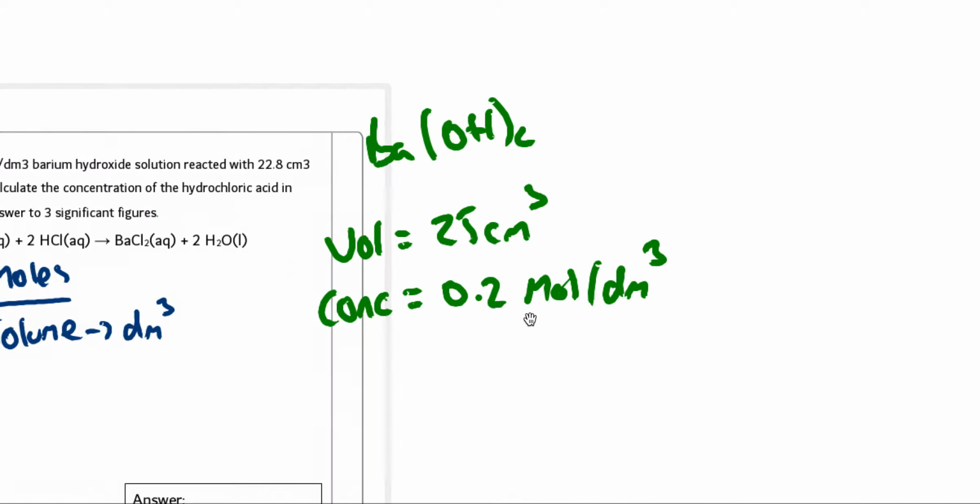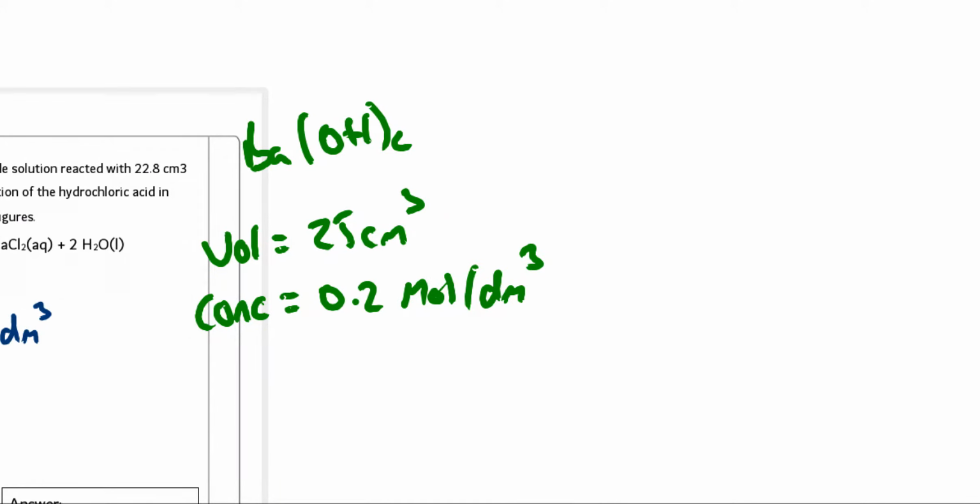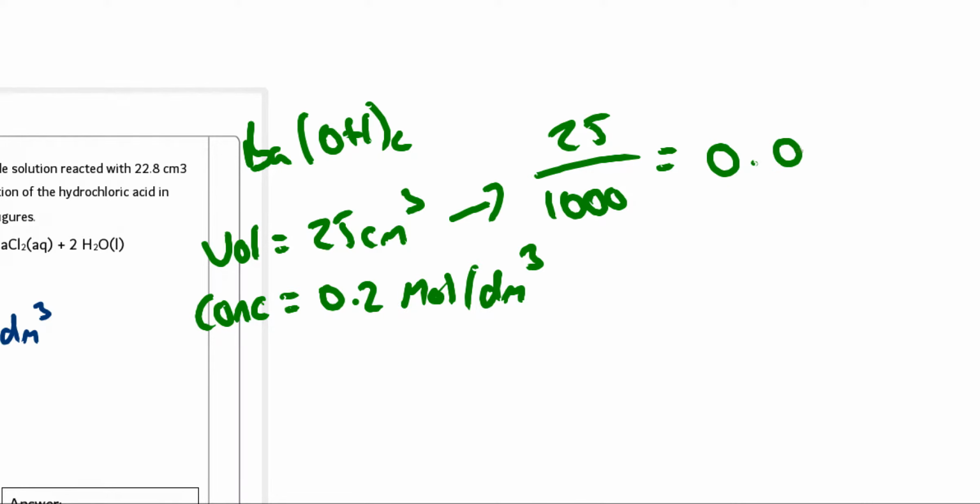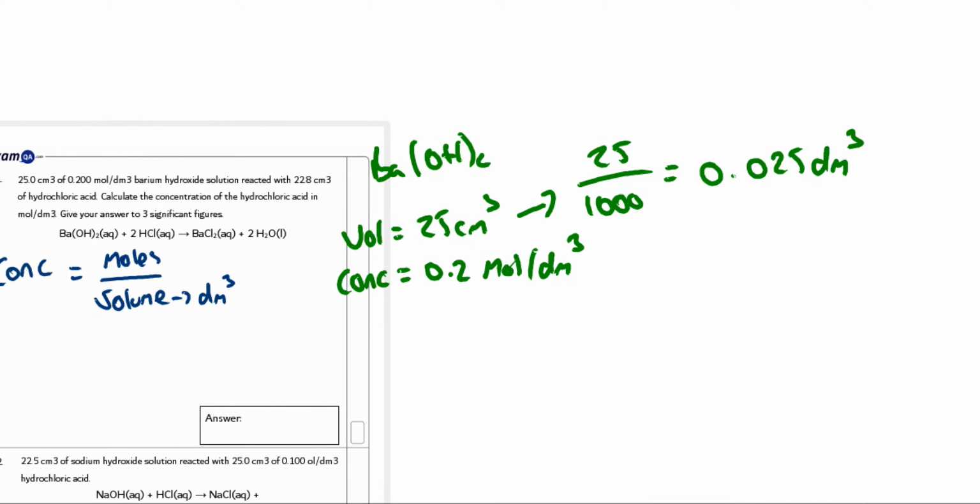So what we need to do with our volume, this is the issue in this question, is to convert that into decimeters cubed. And to do that, we divide it by 1,000. So 25 divided by 1,000 is equal to the volume in decimeters cubed. So if we write the new volume down, it's 0.025 decimeter cubed.